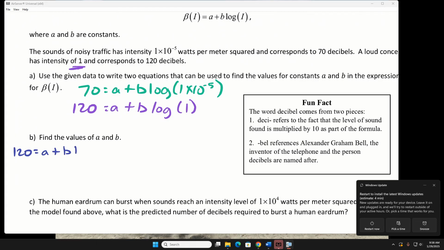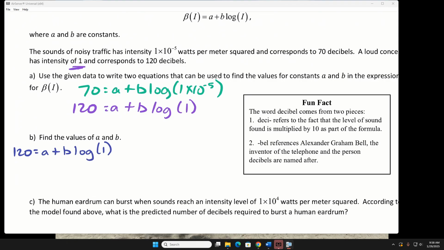And I'm going to try to do as much of this as possible without a calculator, but you can use a calculator. So if you just completely forget what log of 1 is, it's okay. You can type it in. But this is like trying to figure out 10 to what power gives you 1? 0. So anytime the argument of a logarithm is 1, the answer is going to be 0. So what that means is this is like A plus B times 0. So A is 120.